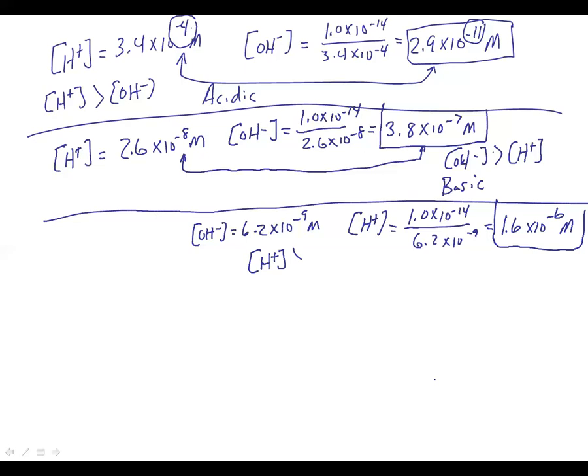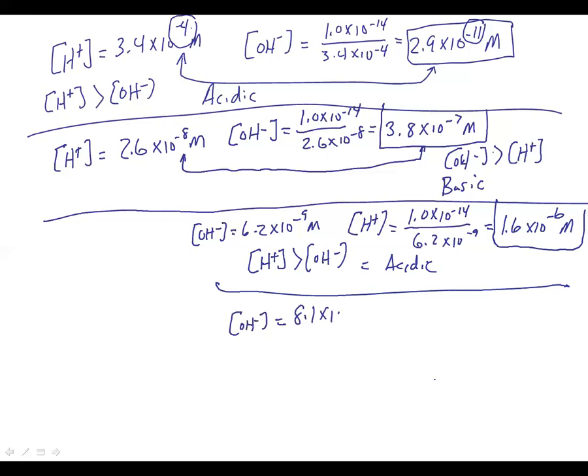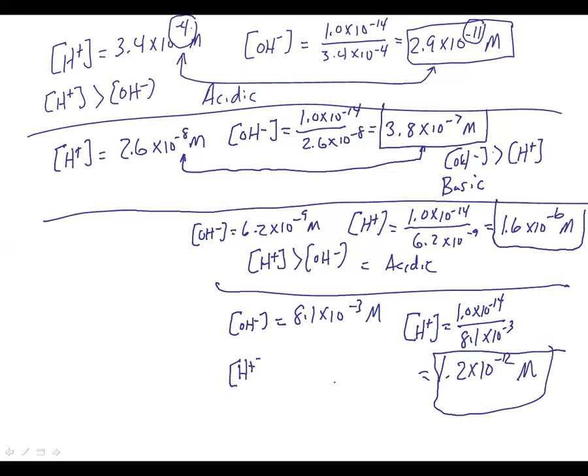Our last example here will be our OH minus equal to 8.1 times 10 to the minus. Again, same calculation as I mentioned, and that will get us 1.2 times 10 to the minus 12. Again, molar. And in this case, our H plus concentration is actually less than our OH minus concentration. And that means it would be basic.